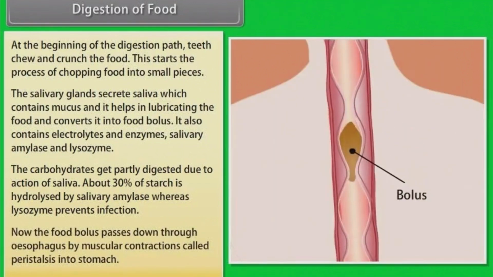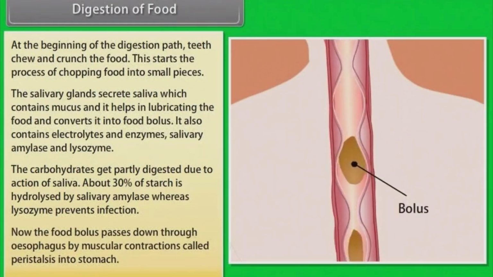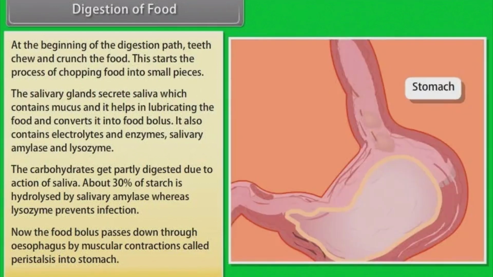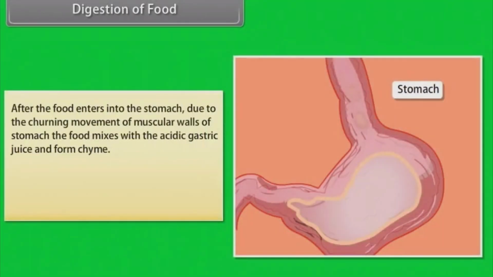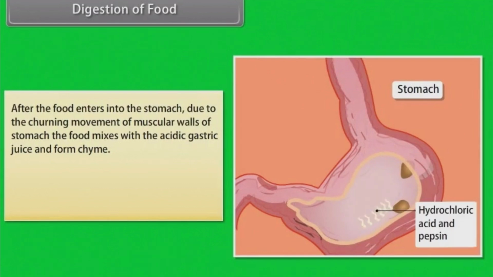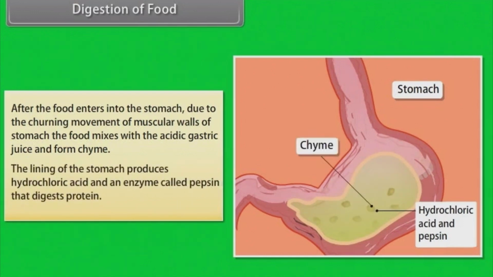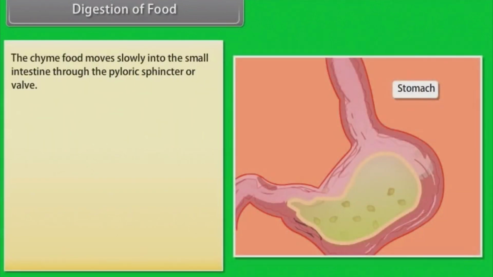Now the food bolus passes down through the esophagus by muscular contractions called peristalsis into the stomach. After the food enters the stomach, due to the churning movement of the muscular walls of the stomach, the food mixes with the acidic gastric juice and forms chyme. The lining of the stomach produces hydrochloric acid and an enzyme called pepsin that digests protein. The chyme moves slowly into the small intestine through the pyloric sphincter or valve.